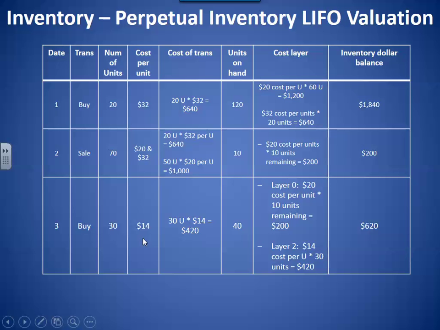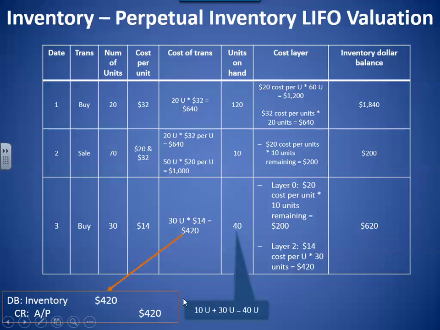So to value the cost of the transaction, it's 30 units times $14 equals $420. So we're going to add that to our inventory value, credit accounts payable for $420 and debit inventory for $420. You're also going to see that units on hand, we started out with 10 units, we add 30 units, so now we have 40 units on hand.